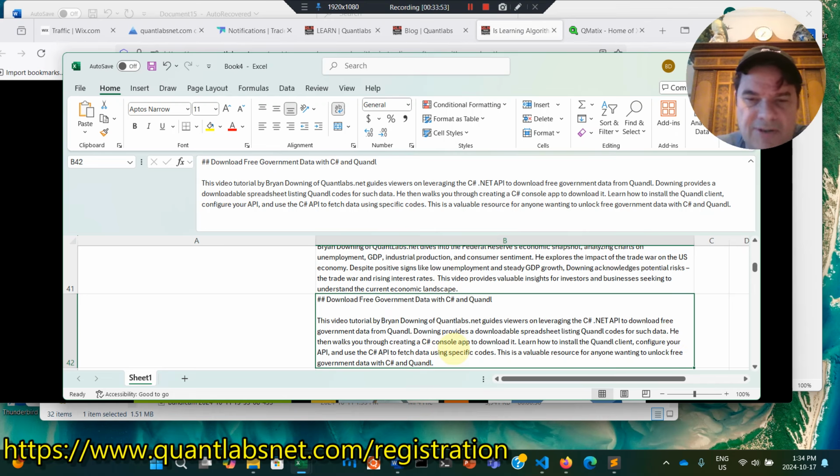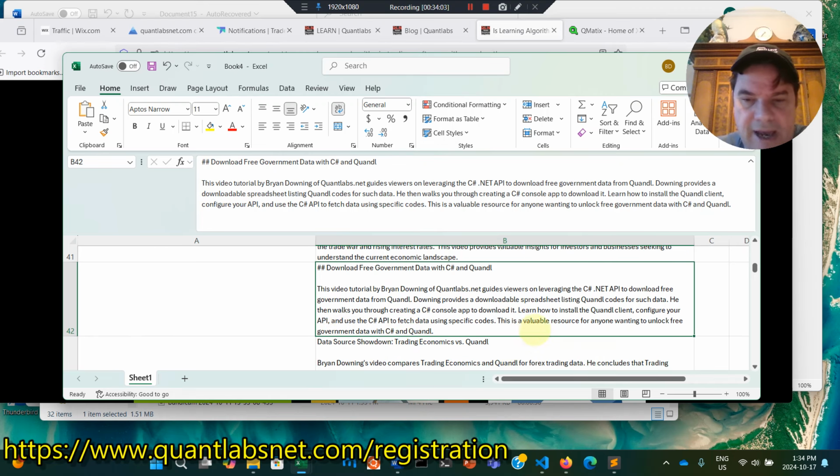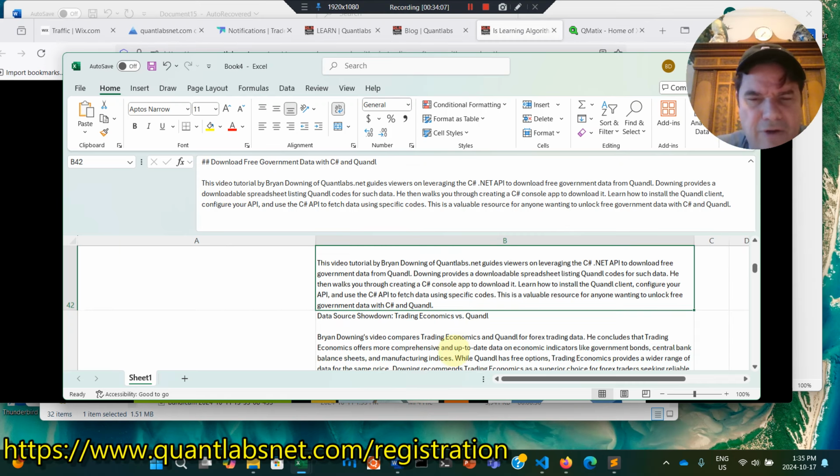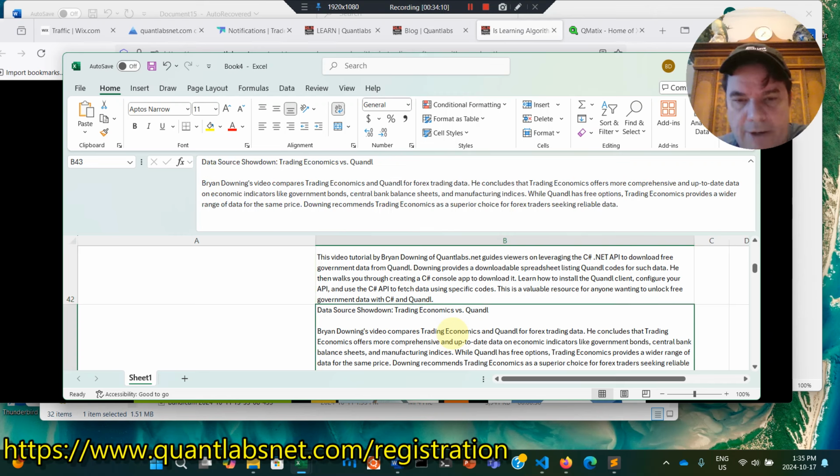Then walks through a C Sharp console app to download it. So there's a Quandl client, configure your API, and C Sharp API fetch the data. It's a valuable resource for anyone wanting to unlock free government data from Quandl.